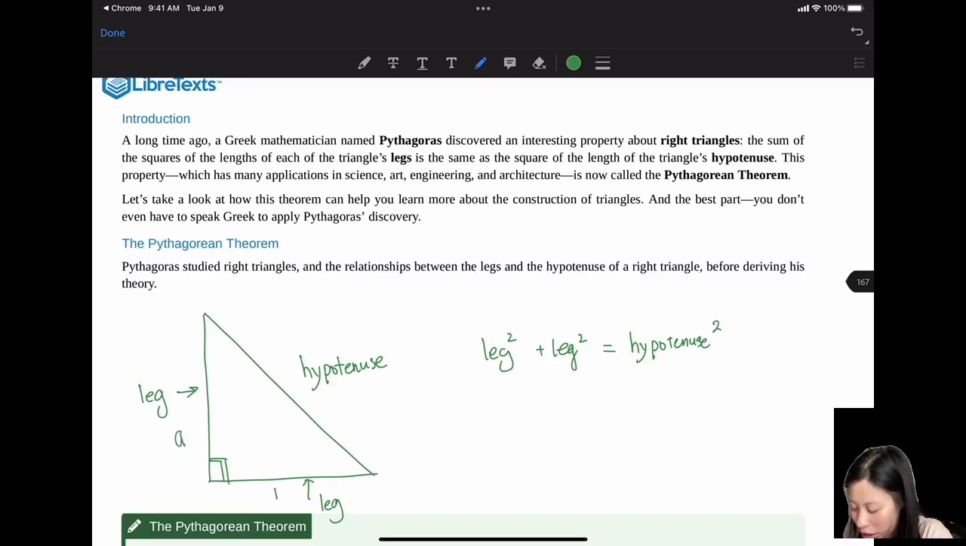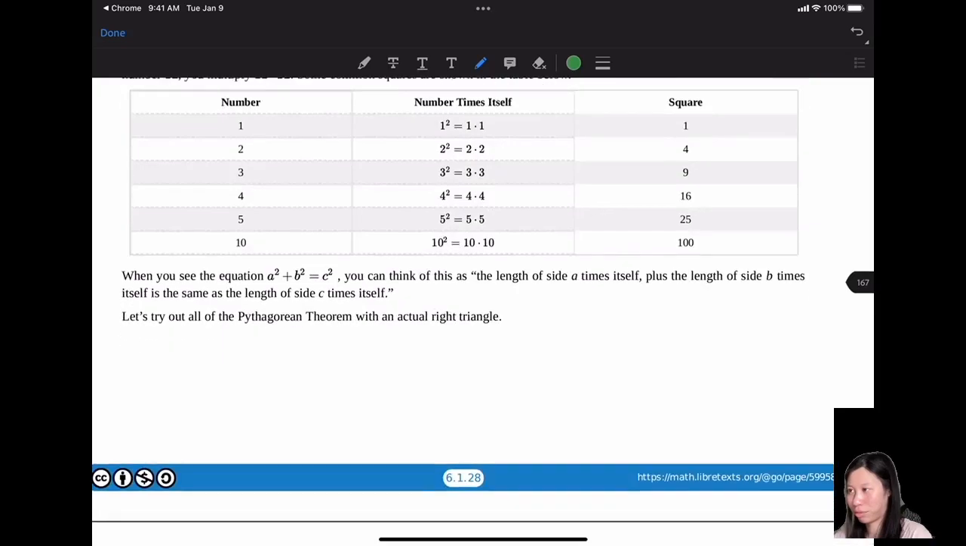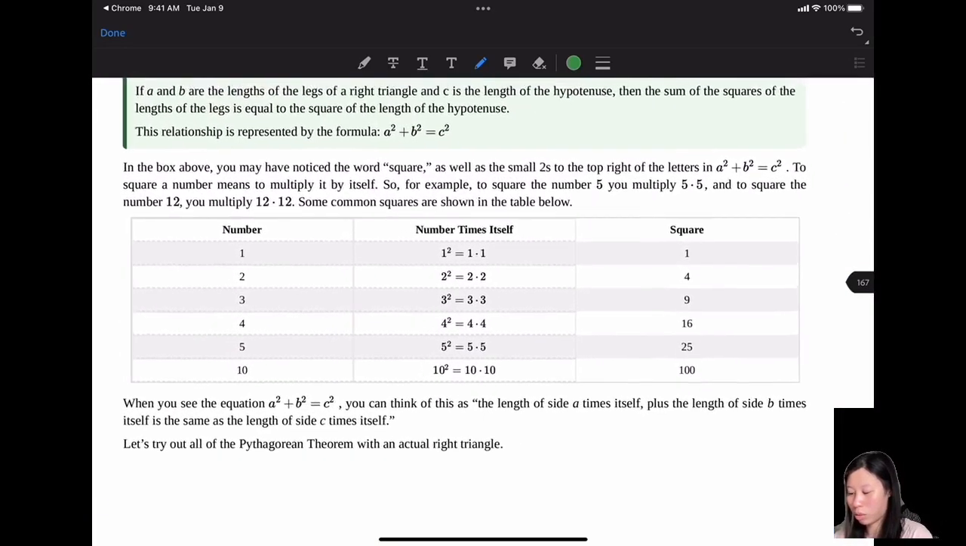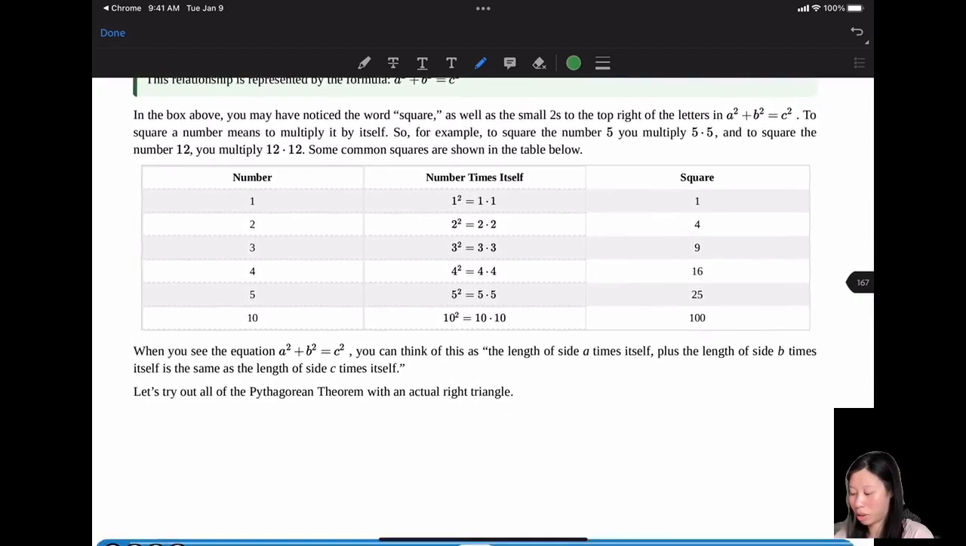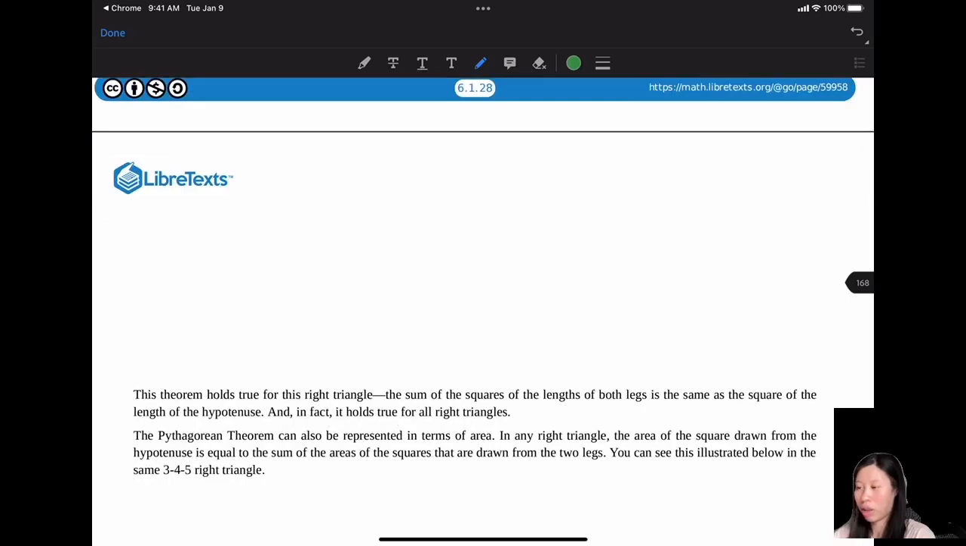That means if one leg has length A, the other leg has length B, and the hypotenuse has length C, then we have A squared plus B squared equals C squared. Okay, so these are the basics that I believe you all know.